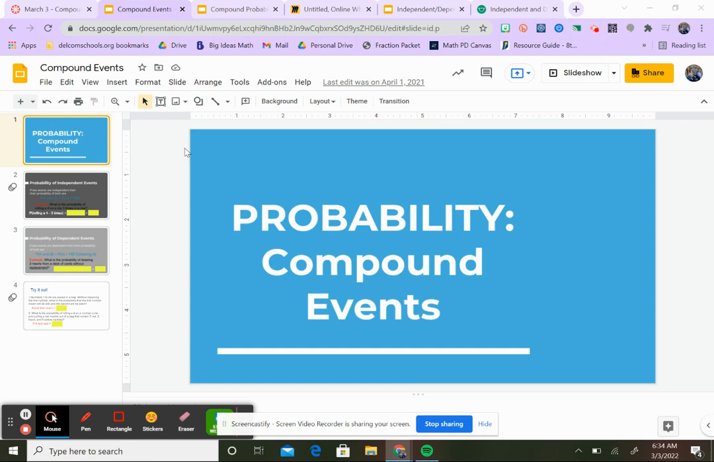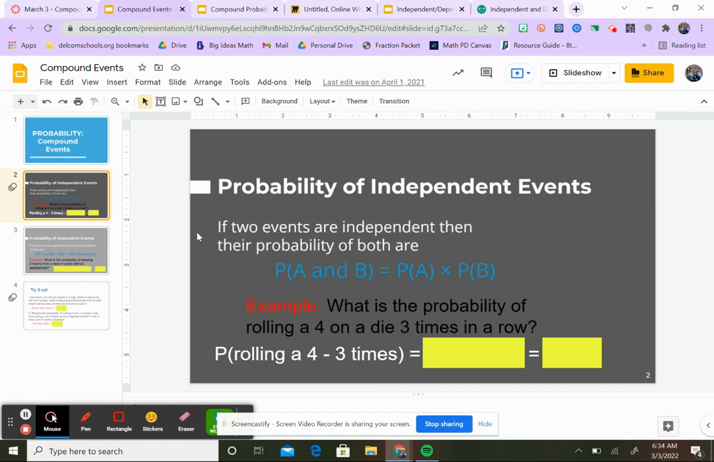Hey guys, today you're going to be doing probability of compound events, and what that means is you're going to be finding the probability of two events at the same time, and these are two different things. I'm going to touch base on independent and dependent events more tomorrow. So the first thing is the probability of an independent event.